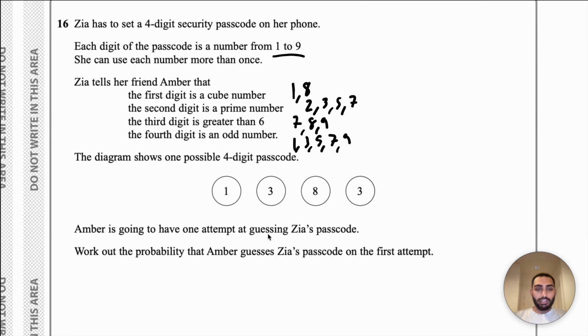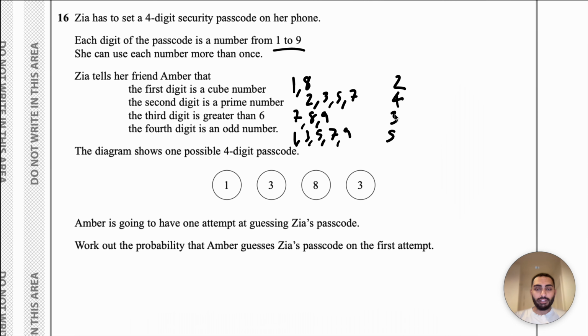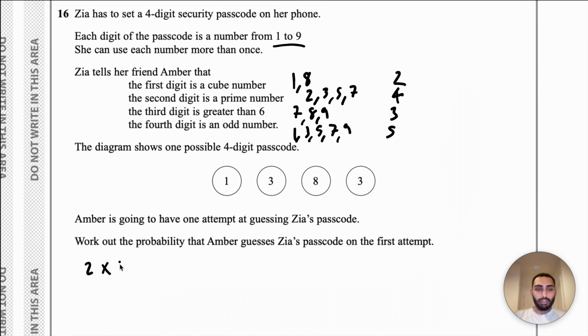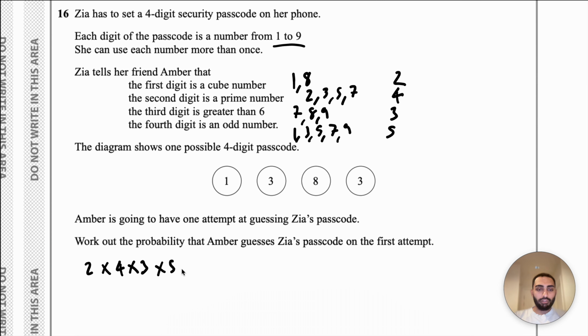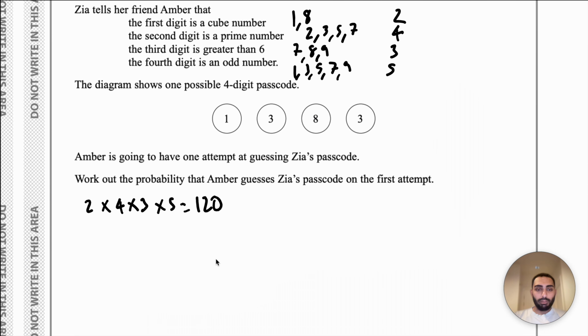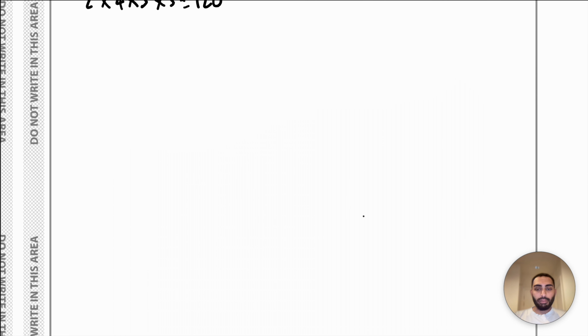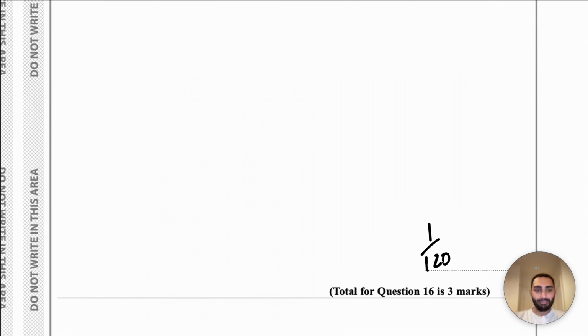Amber is going to have one attempt at guessing Zia's passcode. Work out the probability that Amber guesses Zia's passcode on the first attempt. So let's think, how many options do we have altogether? For the first number, we have 2 options. For the second, we have 4. Third digit, we have 3, and then we have 5 options for the last one. If we multiply all of these, that'll tell us how many possible combinations there are. So it's 2 multiplied by 4 times by 3 times by 5. So 8, 24, that'd be 120. So altogether, there's 120 possible combinations, but we need the probability that she's going to guess it right first time. So it's going to be 1 over 120.